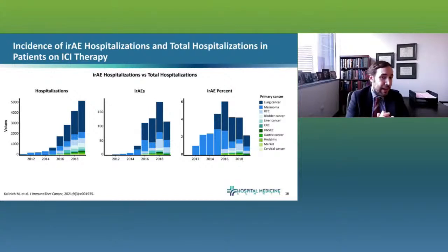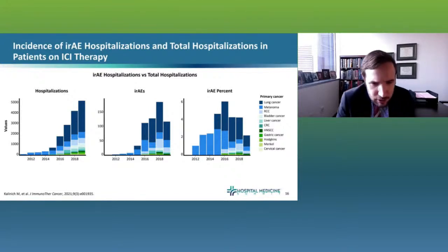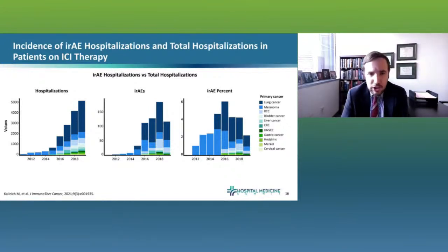Just reviewing that, I would like to think that this is indicative of the fact that we've gotten better at managing these issues in the outpatient setting, and not as many folks are having to get admitted. I think most oncologists practicing today are giving a lot of immunotherapy, and you give a lot of immunotherapy, you see a lot of immune-related adverse events, so you get used to managing it. So I do think we're getting better at managing it.